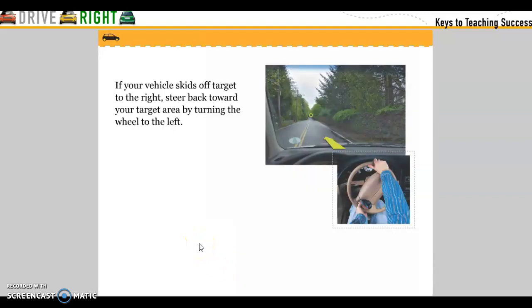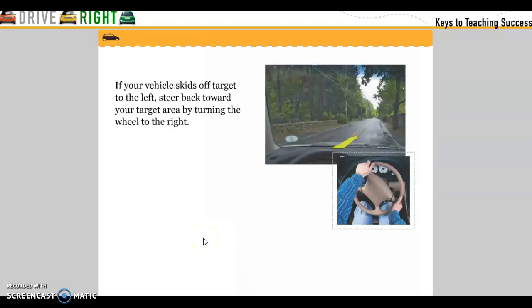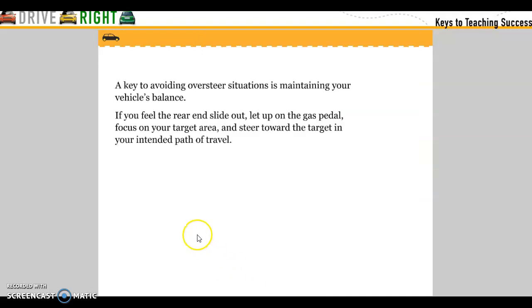If your vehicle skids off target to the right, steer back towards your target area by turning the wheels to the left. If your vehicle skids off target to the left, steer back towards the target area by turning your wheels towards the right. A key to avoiding an oversteering situation is to maintain your vehicle's balance. If you feel the rear end slide out, let up on the gas pedal, focus on your target ahead, and steer towards the target in your intended path of travel.